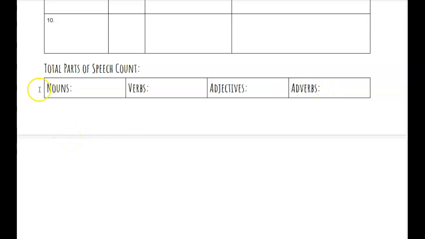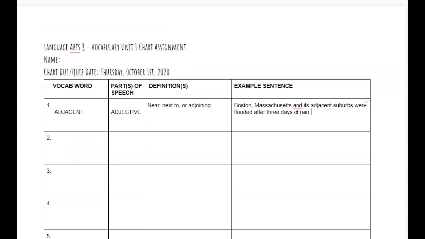So that's how we do a vocab chart, and charts are due the day of the quiz. So for Unit 1, as our example here, quiz date for this one will be Thursday, October 1st.